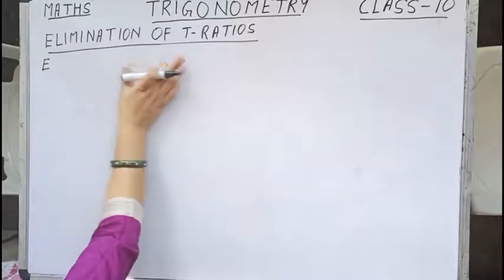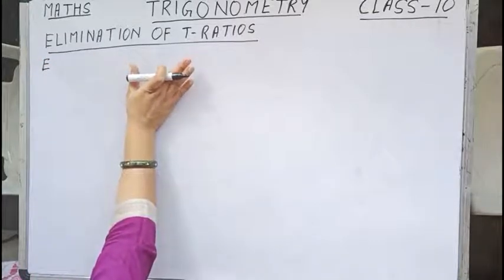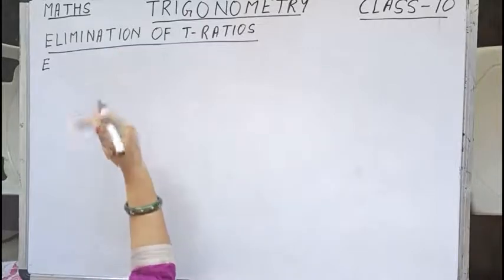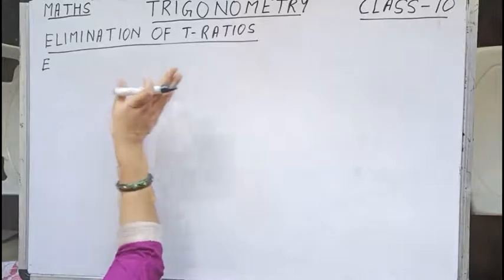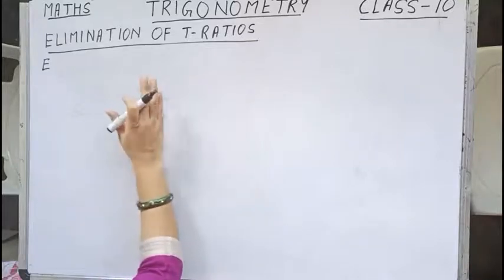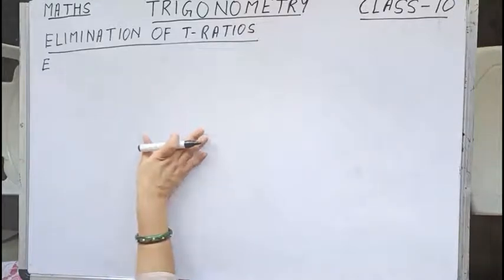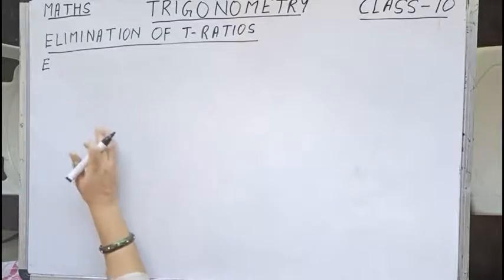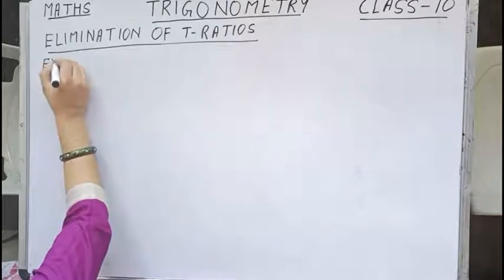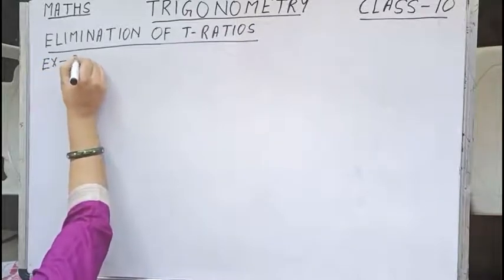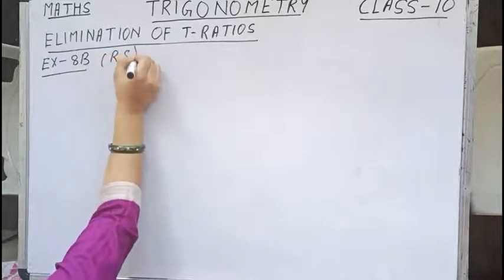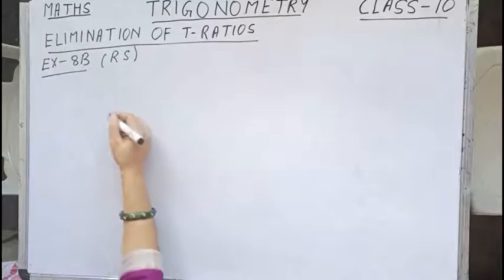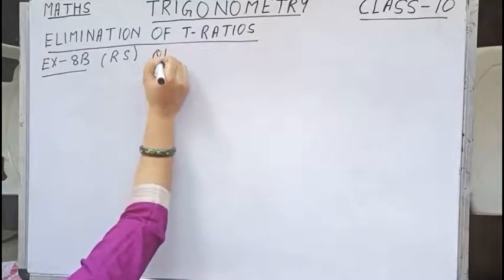Now elimination of t ratios. In this topic, we just have to use the concept of the identities to eliminate the trigonometric ratios and hence obtain a new equation as asked by the question. So let us start the exercise, you will be able to understand. This is exercise 8B of R.S. Agarwal, and I am doing question number 1.